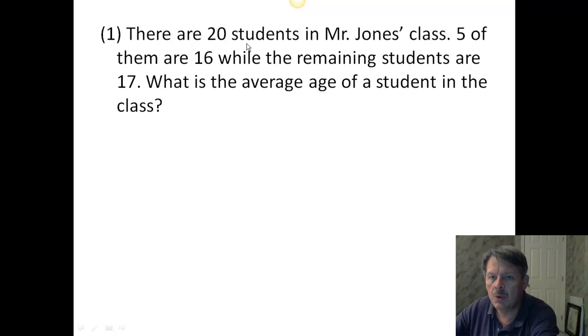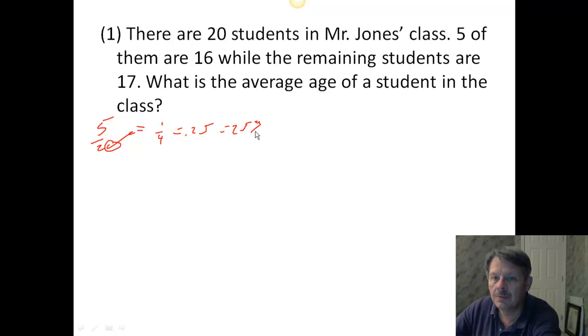Well, if 5 out of 20 students are 16 and the remainder are 17, 5 out of 20 is equal to 1/4, or 0.25, or 25%. Which means the remainder is 75%. So 1/4 or 25% are 16, while the remaining students, which is 3/4 of the students, are going to be 17. So the question is, what is the average age of a student?